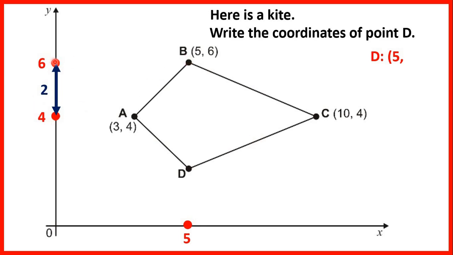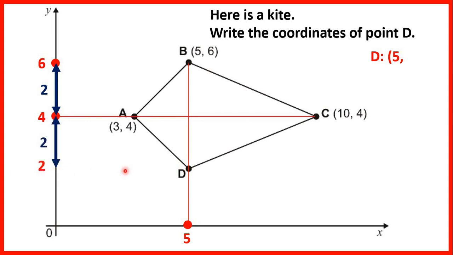So if point B is 2 more than 4, then point D will be 2 less than 4. So the y coordinate for point D will be 2. So D has the coordinates 5, 2.